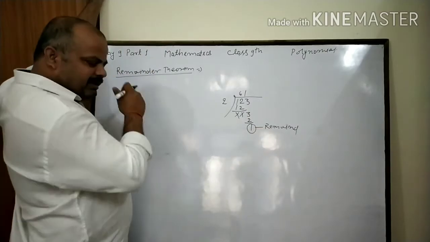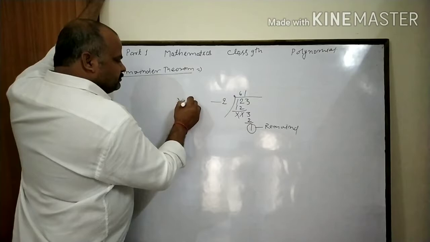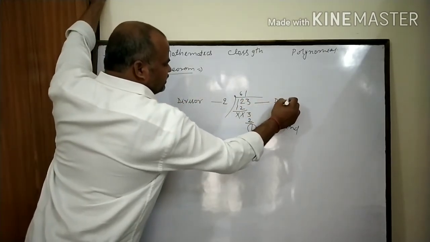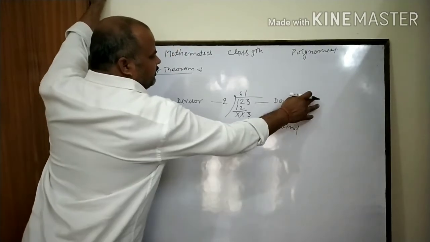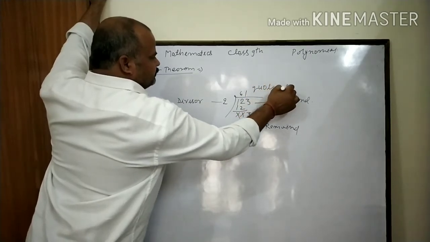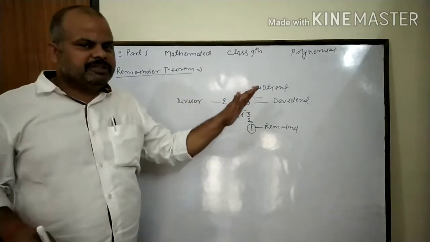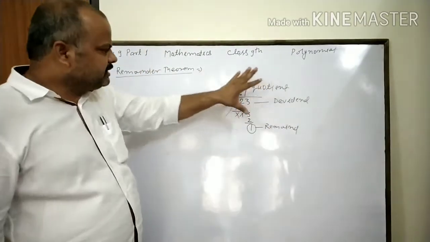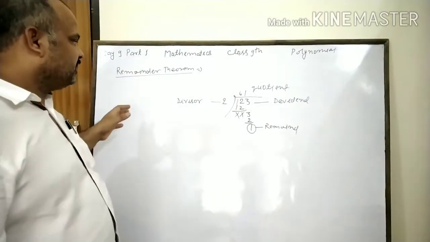This is called the divisor, this is called the dividend, and this is called the quotient. Then this is the system of division, clear? And here we got the remainder. Now this system applies for arithmetic division, clear?